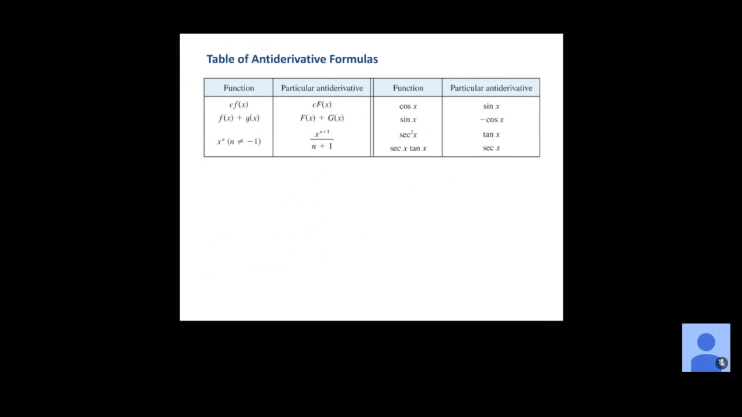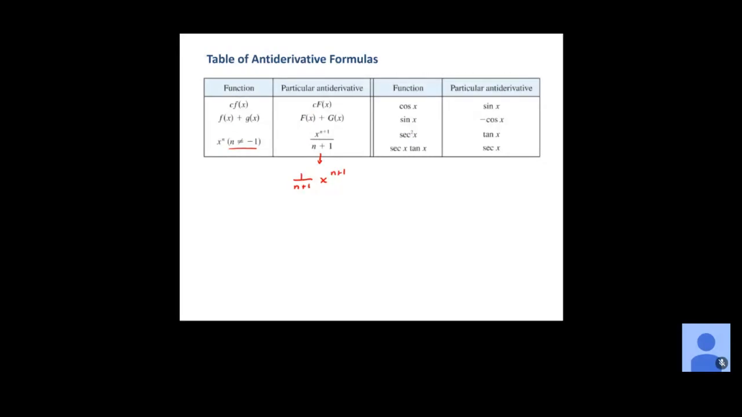You have the sum of two functions, same thing, we can find the antiderivative of each one individually and just add those antiderivatives together. And then this x to the n, assuming here that n is not negative 1, because we'll have a different antiderivative if that's the case. But as long as that's not a negative 1, we're just going to add 1 to the exponent and then divide by whatever that new exponent is. Or again, the other way to write that would be 1 over n plus 1 times x to the n plus 1. Those are the same thing.